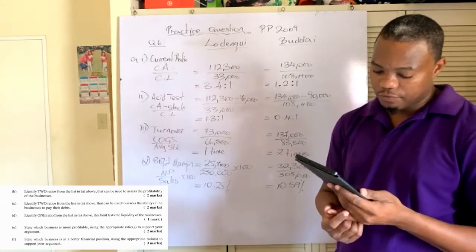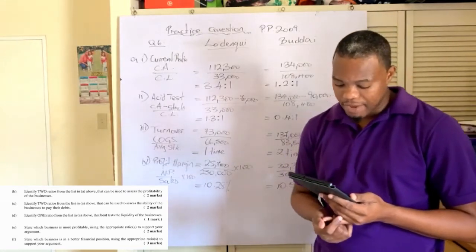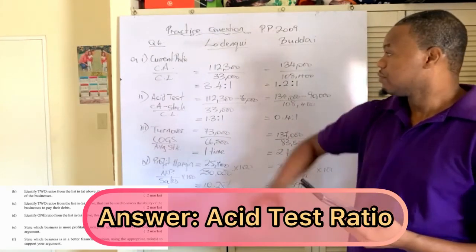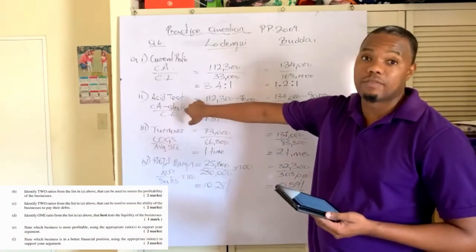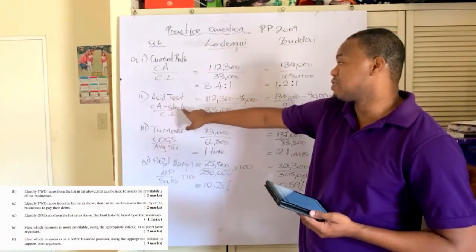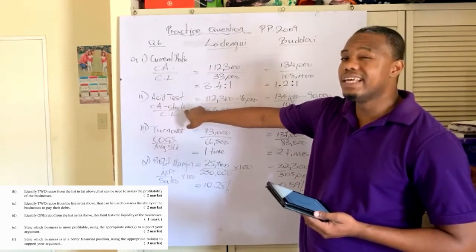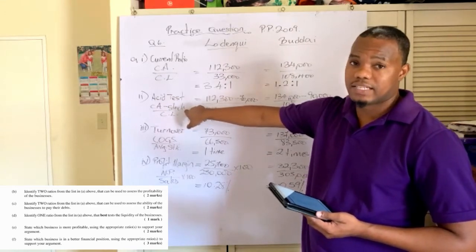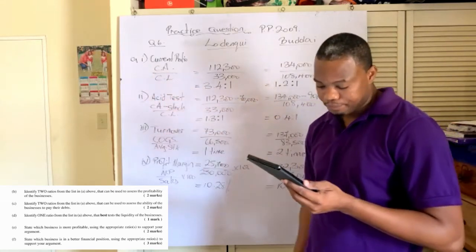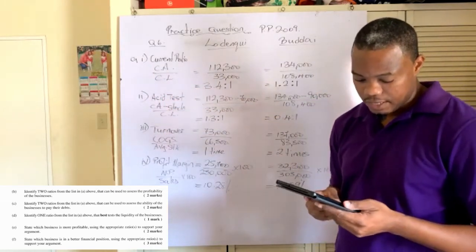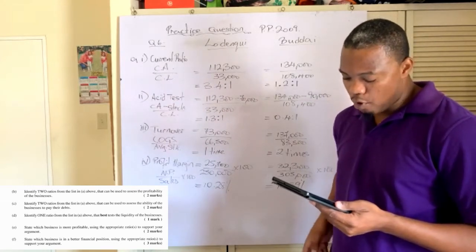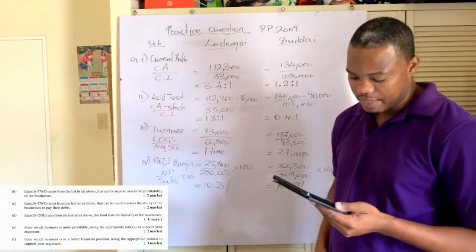D now. Identify 1 ratio from the list that can best test the liquidity of the business. That will be the acid test ratio. This would best test the liquidity of the business. And the reason for that is because with the acid test ratio, we don't have stock. Stock is the least liquid current asset, while obviously cash is the most liquid.